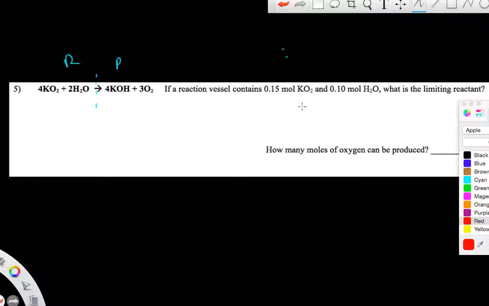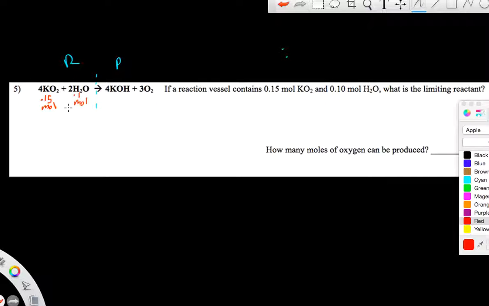So it says 0.15 moles of KO2, so I'm going to write that right underneath. So 0.15 moles. Okay, and then I also have 0.1 moles of H2O. So what I want to do is I'm going to do this one at a time.